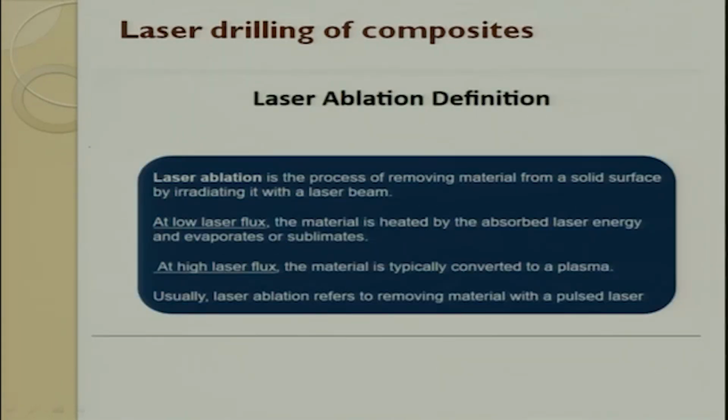So, in laser, it is predominantly heat, so it talks about the laser flux. Laser flux is nothing but joule per area. Laser ablation is a process of removing material from a solid surface by irradiating it with a laser beam. At low laser flux, the material is heated by the absorbed laser energy and evaporated or sublimated. At higher laser flux, the material is typically converted to a plasma. Usually, laser ablation refers to removing material with a pulse.